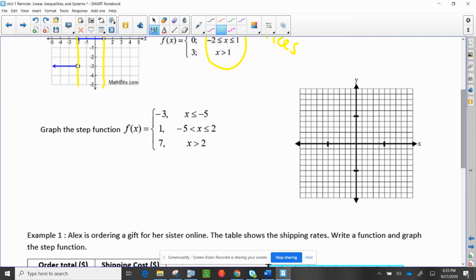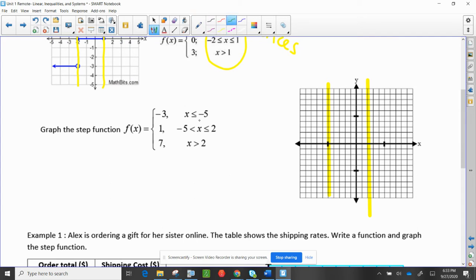So we're going to graph this one here, graph the step function. So we have -3, 1, and 7. I'm first going to start by marking my fences, because that'll help me know when -3 stops and we start graphing 1. So we have -5, that's one fence. So I'm going to draw a vertical line at -5. We also have a fence at 2. So at 1, 2, there's that vertical line. Then within that, we have our 3 parts of our step function, our 3 steps.